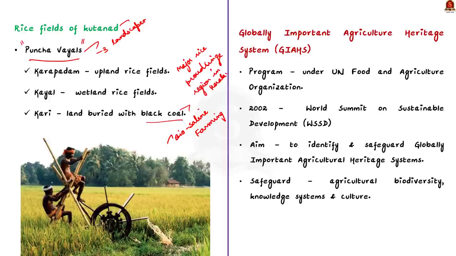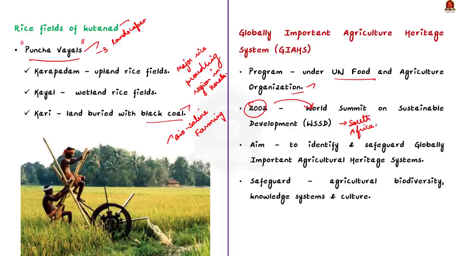Now what is this globally important agricultural heritage system? See, it is a program of United Nations Food and Agricultural Organization. Globally important agricultural heritage system was founded during 2002 World Summit on Sustainable Development in South Africa. See, it is a global partnership initiative to protect and support family farming.